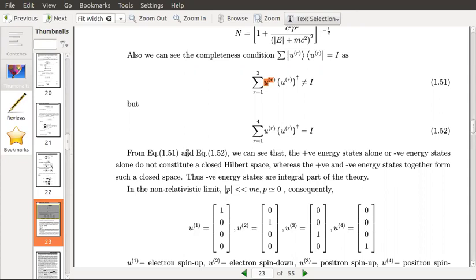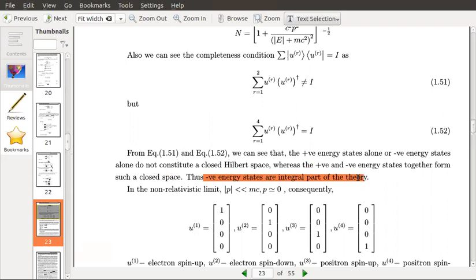Is the idea clear? From these equations, we can see that positive energy states alone, or if you take r equal to 3 to 4, that is, only negative energy states alone, do not constitute a complete Hilbert space, a closed Hilbert space. Whereas if you take all four states, both the positive energy states and the negative energy states, they together form a closed space. So what is the meaning? The meaning is that the negative energy states are an integral part of the theory.